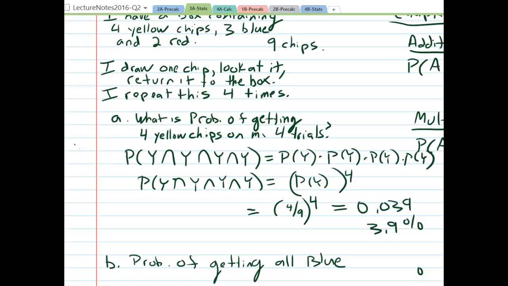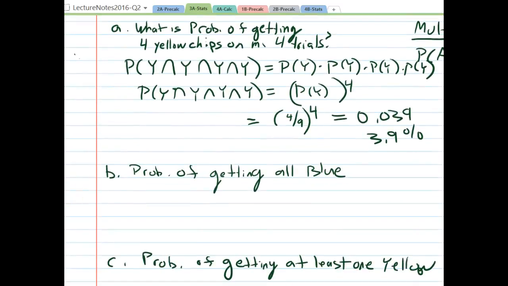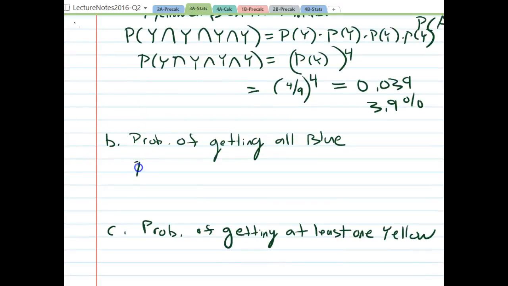Okay, let's go to the next one. What's the probability of getting all blue? Well, that's a very similar question to what we just did. So that's going to be blue and blue.